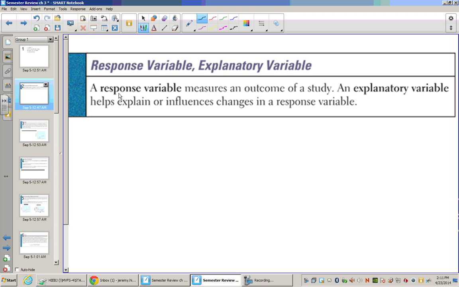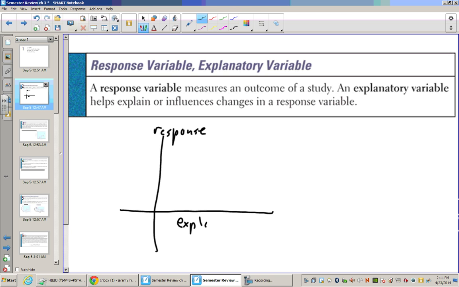The first thing we have to look at is the response variable and the explanatory variable. Typically, the response variable is what we're measuring. So that's going to typically be the y variable. An explanatory variable is the thing that we're using to measure the response. So that's typically the x variable.